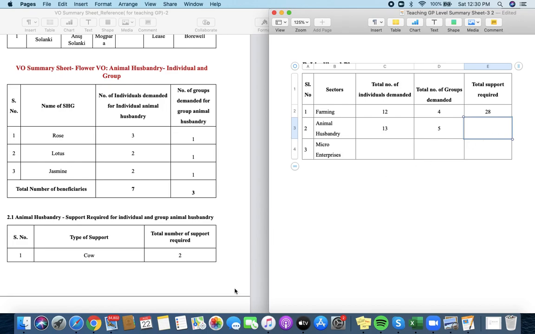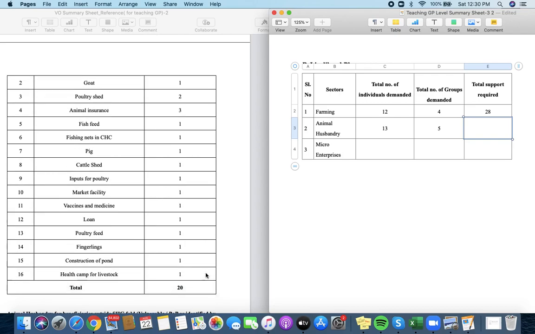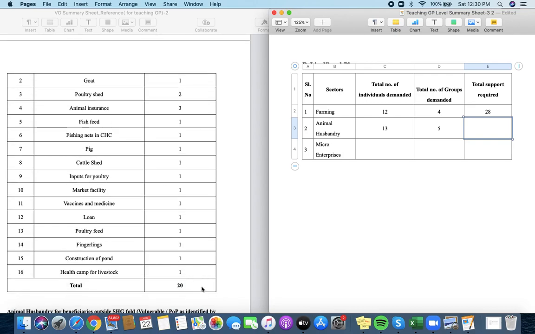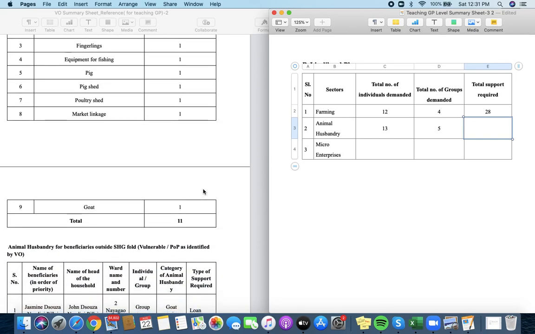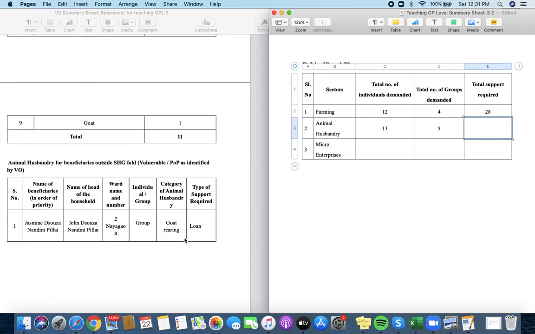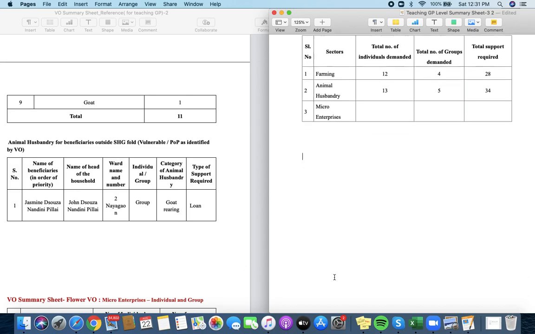And the total support required will come about as, in Flower VO, 20 people have demanded different kinds of support. And from outside SHG 2, 22. Again here 11 people have demanded. So it comes about as 22 plus 11, 33 and 1, 34. So this is how you have to keep doing the type of support at the Gram Panchayat level.